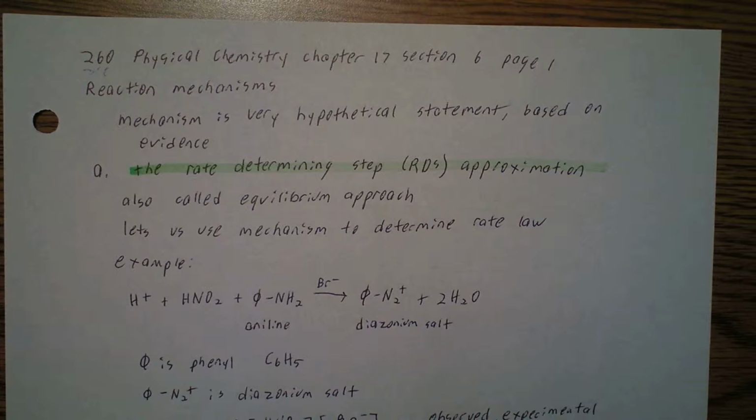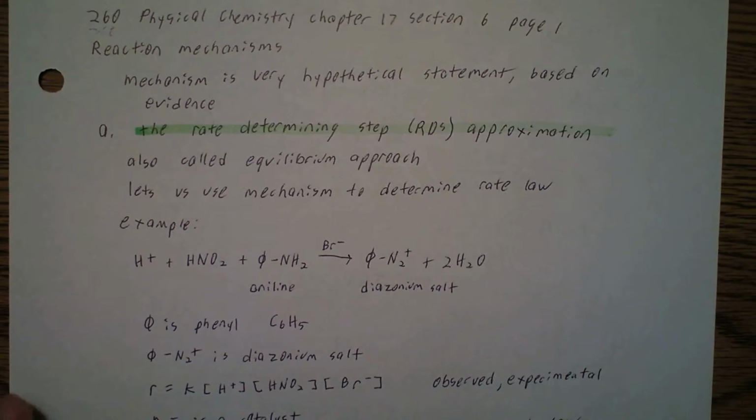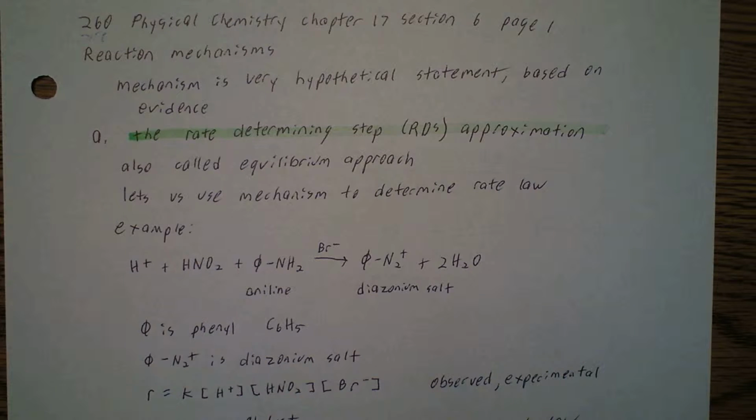Continuing on Physical Chemistry, Chapter 17, we're in Section 6 now. We're going to talk about reaction mechanism some more. A mechanism is a very hypothetical statement, but it has to be based on evidence. First of all, let's talk about the rate determining step approximation. This is also called the equilibrium approach.